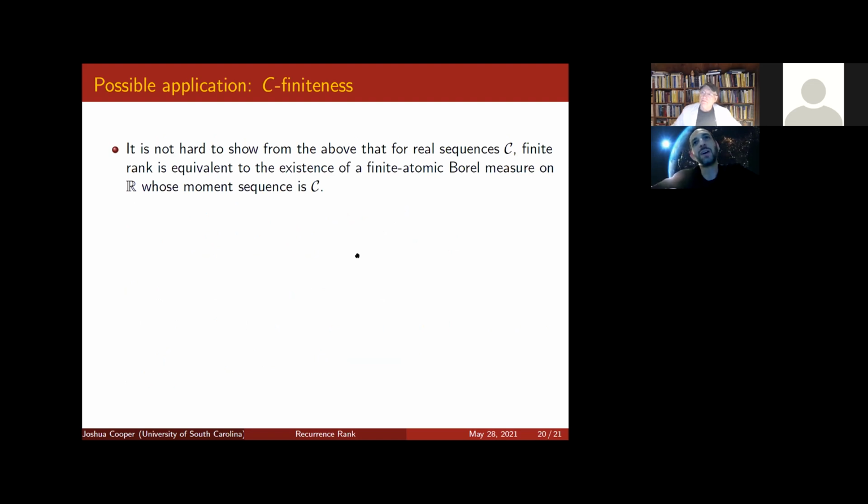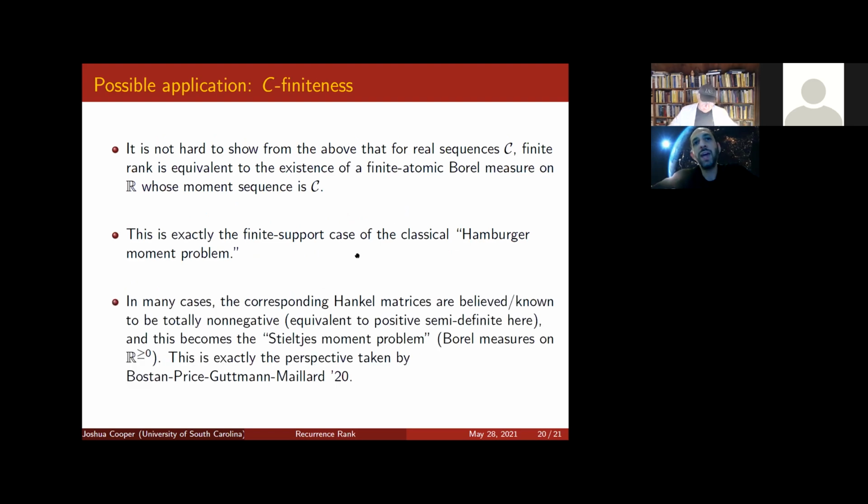Haven't gotten that far, but you can use this to show that finite rank is equivalent to the existence of a finite atomic Borel measure, an ordinary measure on the reals, whose moment sequence is the sequence of complex numbers. This is the finite support case of the classical Hamburger moment problem.